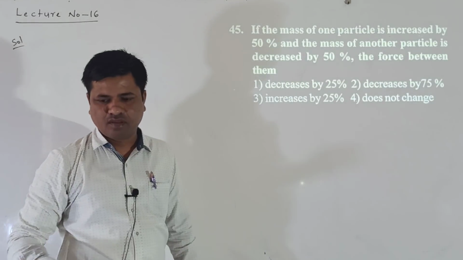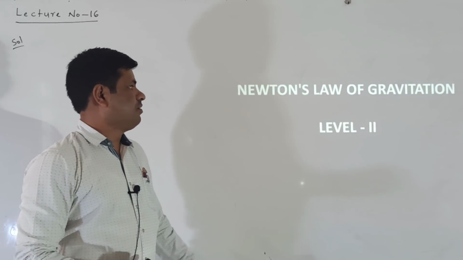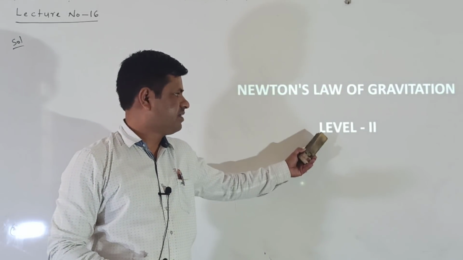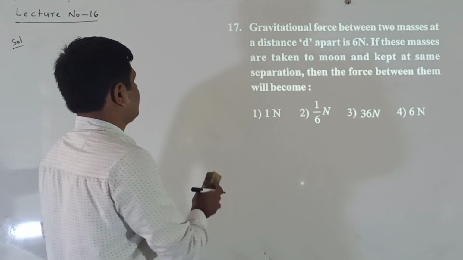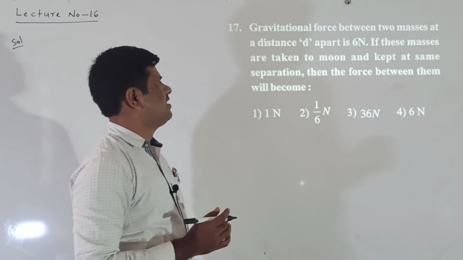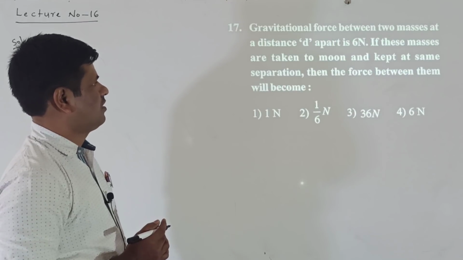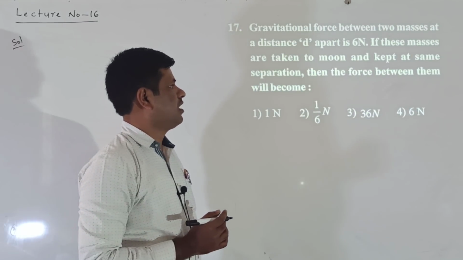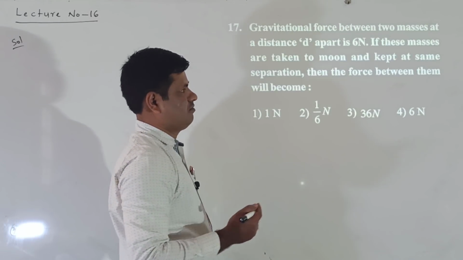Next question. Here, in Newton's laws of gravitation, we will discuss the level 2 questions. Right. The gravitational force between two masses at a distance d apart is 6 Newton. If the masses are taken to the moon and kept at the same separation, then the force between them will be.